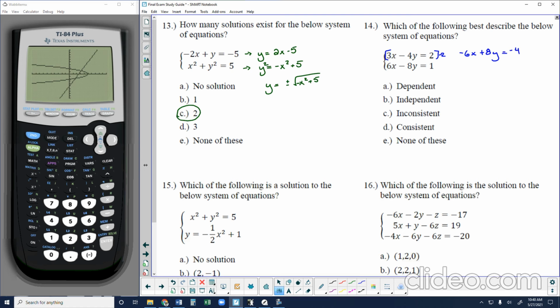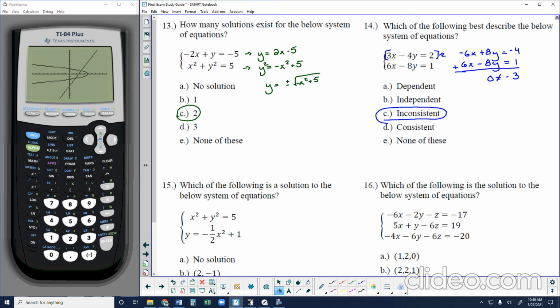I chose to multiply it by -2 because now we see that at least one variable is going to cancel out when combining these equations through addition. In this case, -6x plus 6x would be 0, and -8y plus 8y would be 0. So if I combine these through addition, I get 0 equals -3. What we know here is that this is not going to be a solution, and thus we have an inconsistent system of equations.